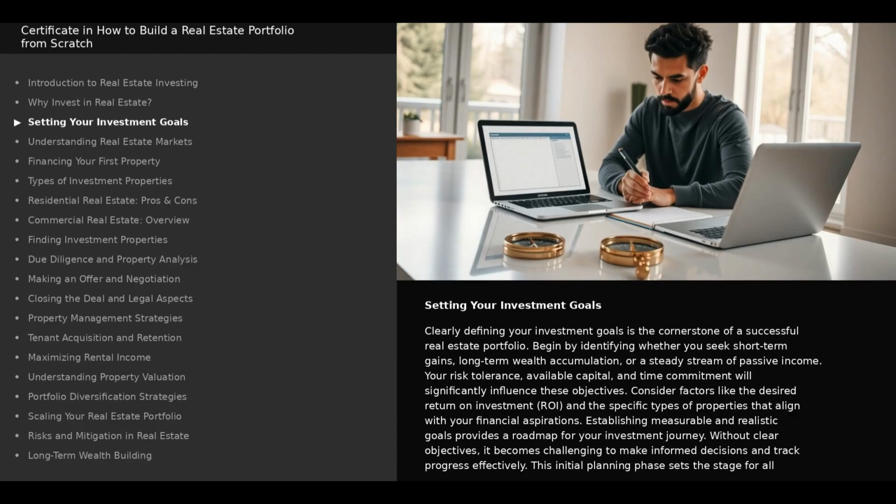Consider factors like the desired return on investment, ROI, and the specific types of properties that align with your financial aspirations. Establishing measurable and realistic goals provides a roadmap for your investment journey. Without clear objectives, it becomes challenging to make informed decisions and track progress effectively. This initial planning phase sets the stage for all subsequent investment activities.